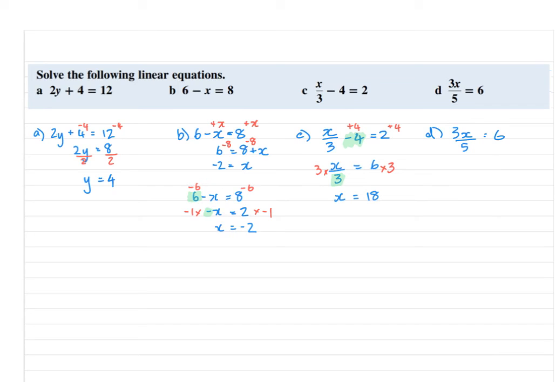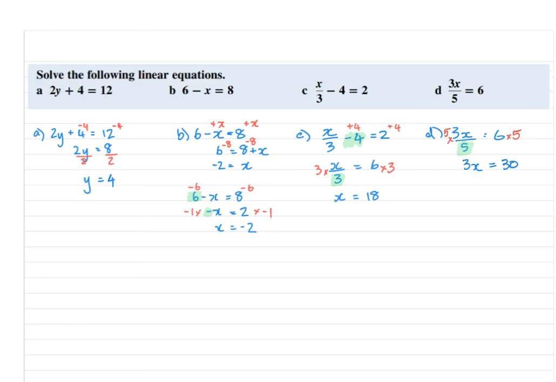In my last equation, I've got 3x divided by 5 equals 6. Now, the last thing that was done here, so it was 3 times x divided by 5. So the last thing I did was divide by 5. So the first thing I'm going to do is multiply both sides by 5. That leaves me with 3x is equal to 30.